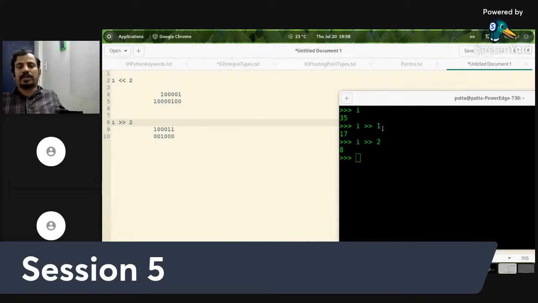Okay, so 35 by 2 is 17.5, but we are interested only in the integer part, so we get 17. If I divide 35 by 4, I get 8.5, but discard that and we are left with only 8. Okay, so if you want to perform integer division by 2, you can use a right shift operation instead of the actual integer division by 2 operation.